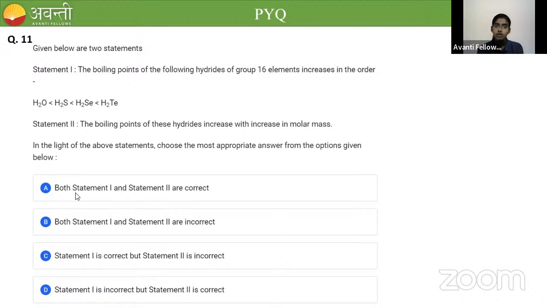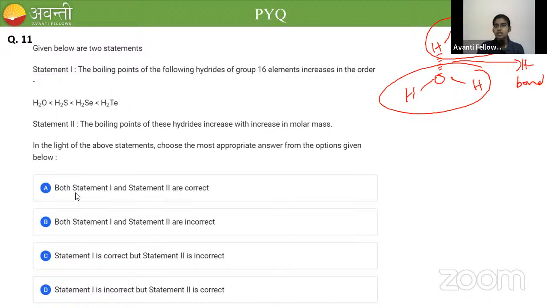Basically, we all know that H2O has the highest boiling point because the H2O molecule can form hydrogen bonding. This is called hydrogen bonding, and this bond is very, very strong. So more energy is required to break that bond. So the H2O molecule will boil much later. It requires a very high temperature to break the bond. So due to hydrogen bonding, the H2O molecule has the highest boiling point.